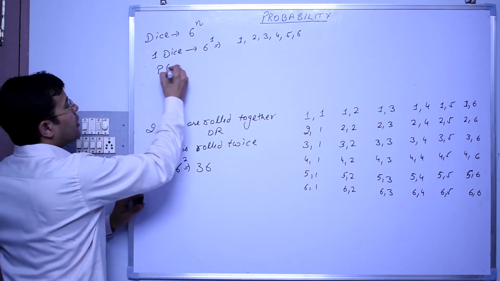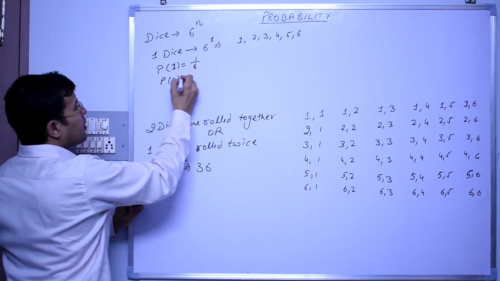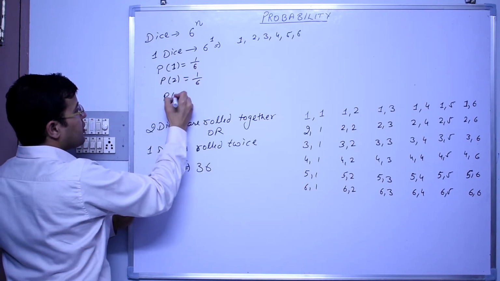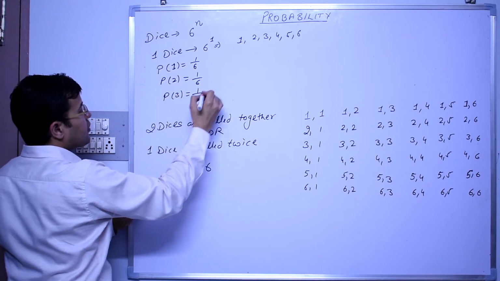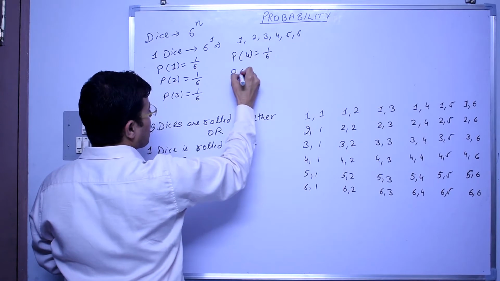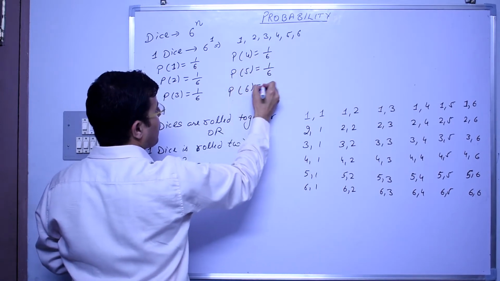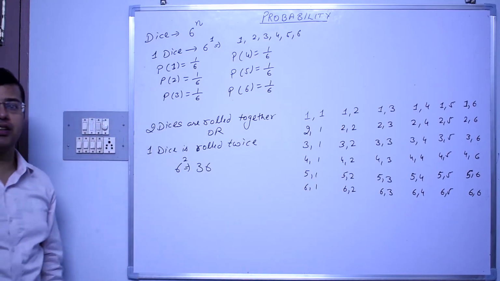So probability of getting number 1 will be 1 by 6. Probability of getting number 2 is again 1 by 6. Probability of getting number 3 is 1 by 6. Probability of getting 4 is 1 by 6. Probability of getting 5 is 1 by 6. And probability of getting 6 is 1 by 6.